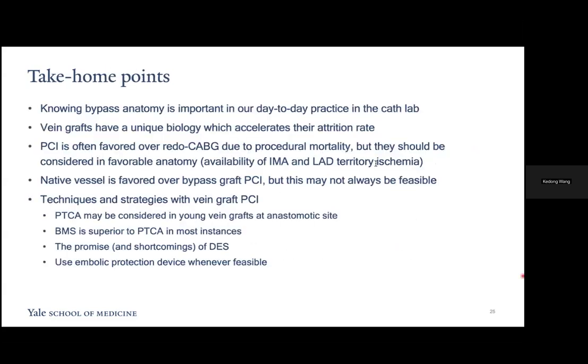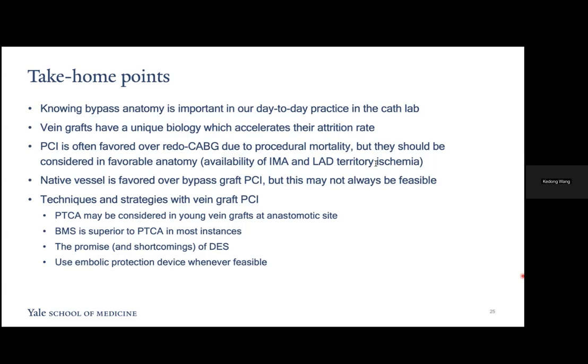So that's all I have. I've gone through some data, some histology slides, and generally covered considerations for vein graft PCI. My take-home points are that knowing the bypass anatomy is important in our day-to-day practice in the cath lab. Obviously fluoroscopy and use of contrast is always an issue, so knowing your anatomy is important.